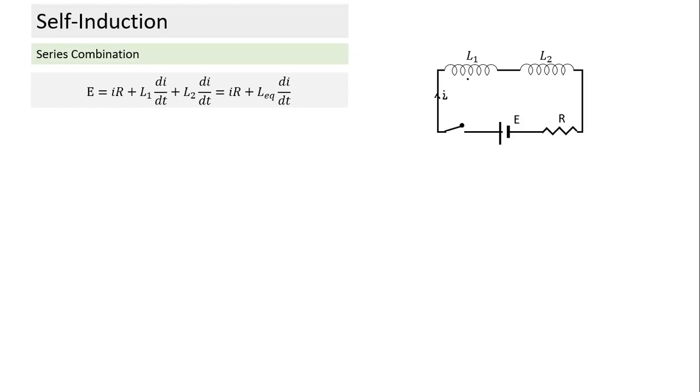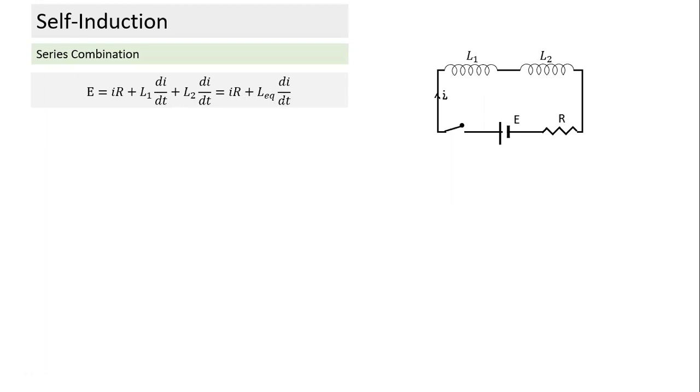So EMF induced here will be equal to L1 di by dt. EMF induced here will be L2 di by dt. So this would be my expression, and I can combine those into one expression. Whenever we have something like this, it can be replaced. What is the equivalent L here? Equivalent L is L1 plus L2. In place of L1 plus L2, I can replace it with L equivalent. I can use a single inductor.